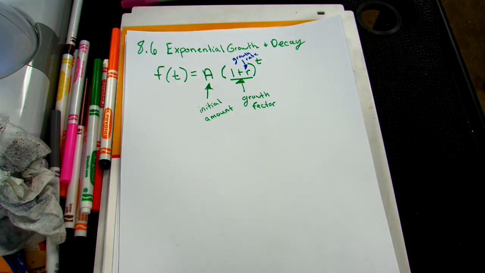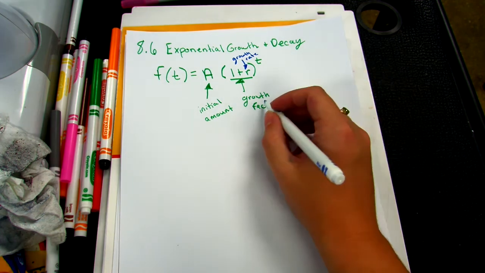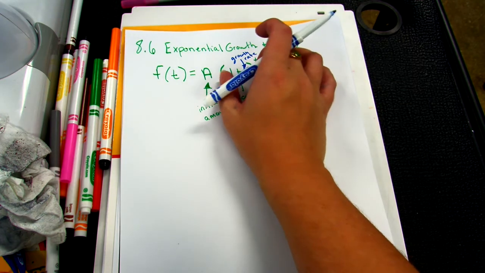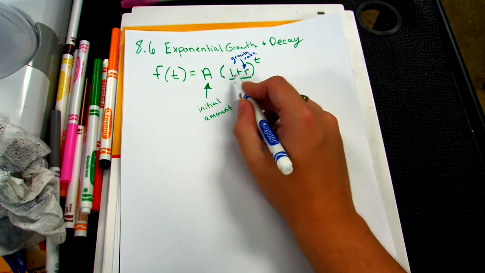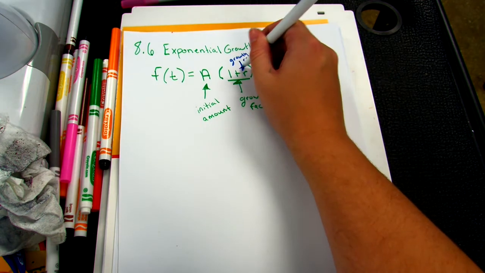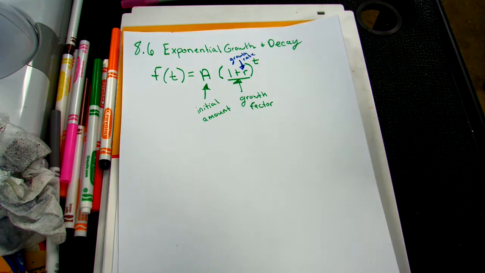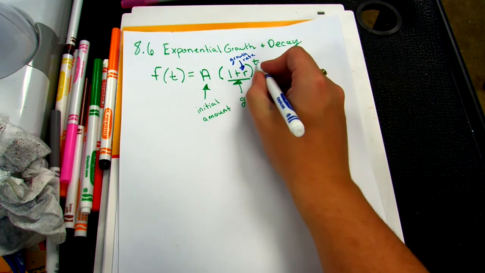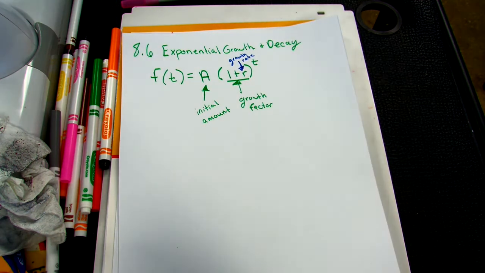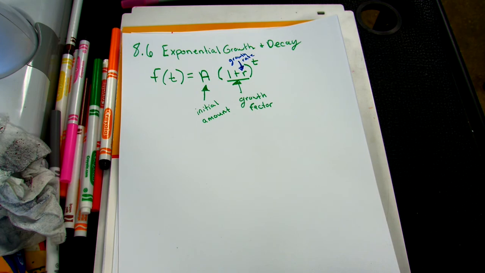You might not always see your growth factor as 1 plus a number. Your growth factor is just going to be one number because you go ahead and add the 1 plus the R. So if you ever want to figure out what your growth rate is, you have to subtract 1. And then, of course, the t is what our x value is. Our t is our variable. T stands for the time.